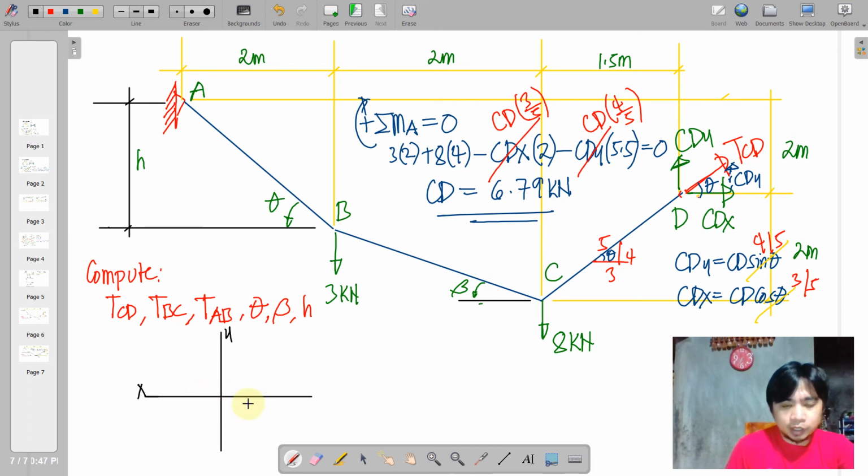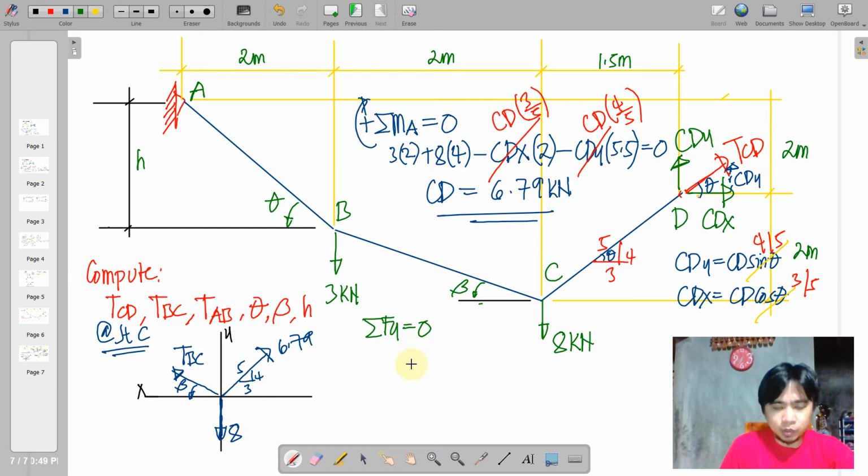We construct an X and Y axis and consider here joint C. We place the tension at CD, tension at BC with its angle, and then the downward force here, which is 8. So we take the equilibrium equations along the vertical. We have an upward component of 6.79, so that is actually referring to the vertical.